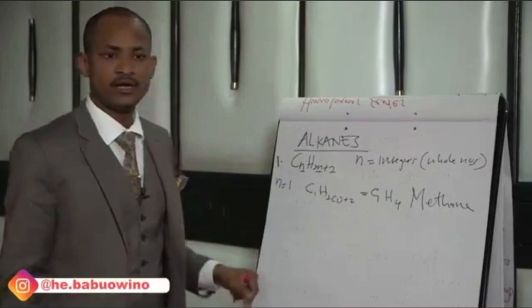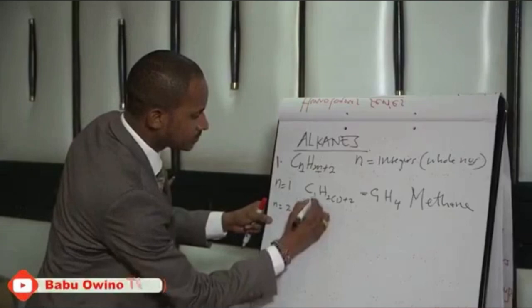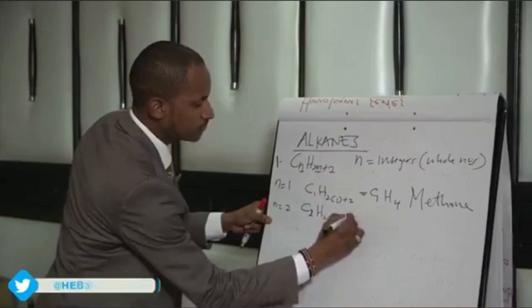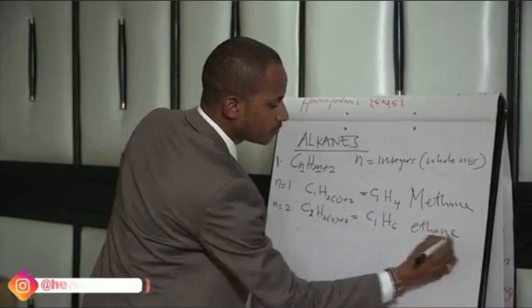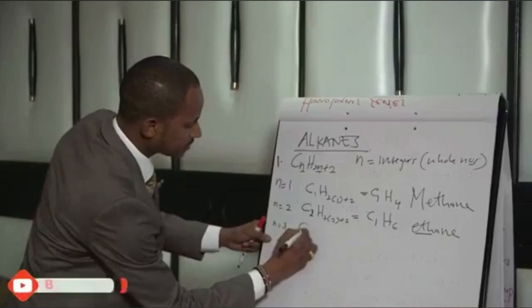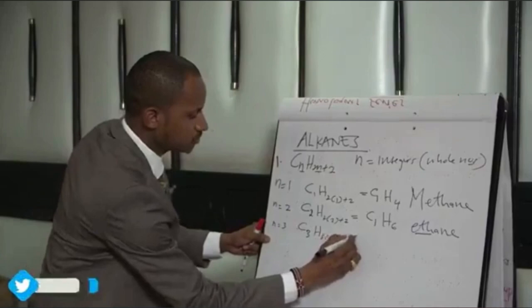When n is 2, you simply place C, n is 2, into H, 2 times 2, plus 2. This is going to give us C2. 2 times 2 is 4, 4 plus 2 is 6, C2H6. This is ethane. When it's 2, it is ethane. When n is 3, it is C3, H, 2 times 3 plus 2. That is C3H8. That is propane.